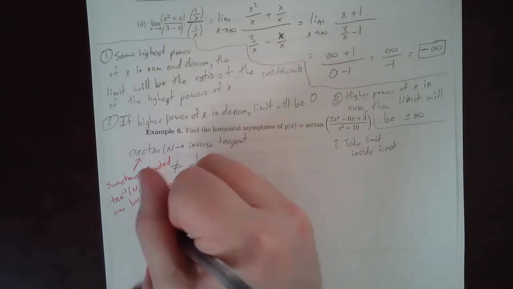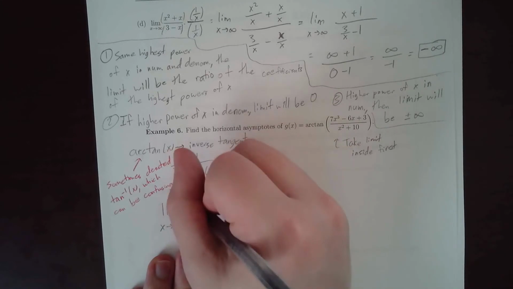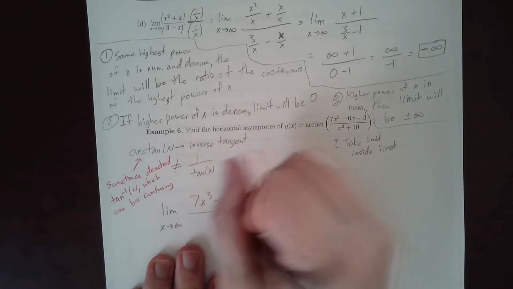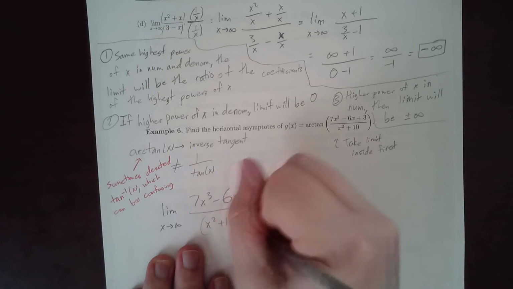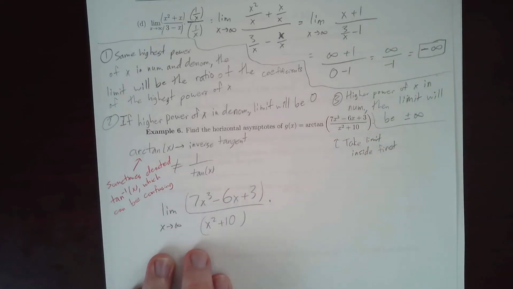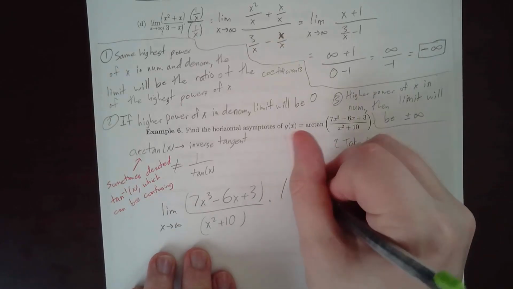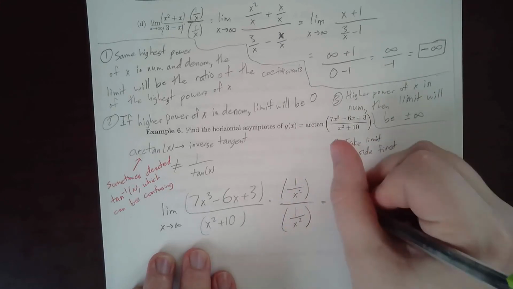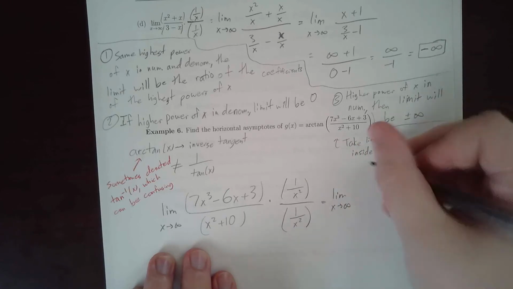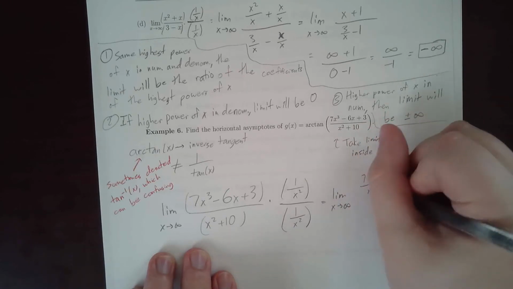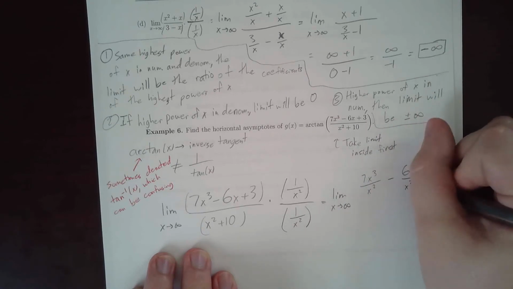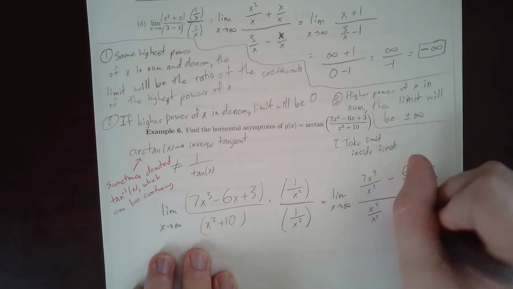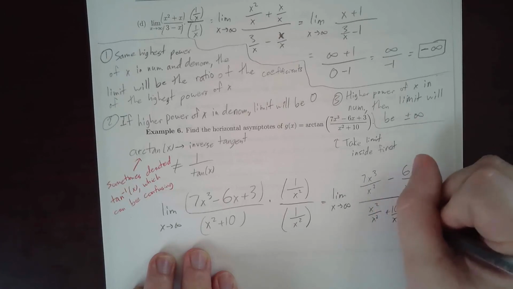If we want to take the limit as x approaches infinity of just the inside part, so we know what we're dealing with, we'll have 7x cubed minus 6x plus 3 over x squared plus 10. Now again, we want to multiply by 1 over the highest power of x in the denominator, so that'll be times 1 over x squared divided by 1 over x squared. When we do this, we get the limit as x approaches infinity of 7x cubed over x squared minus 6x over x squared plus 3 over x squared, divided by x squared over x squared plus 10 over x squared.